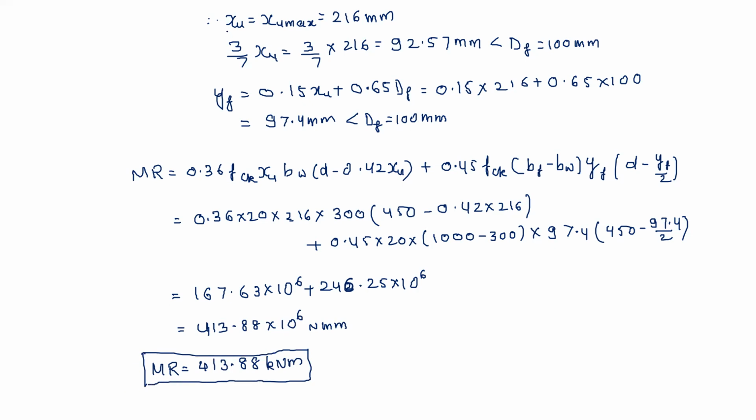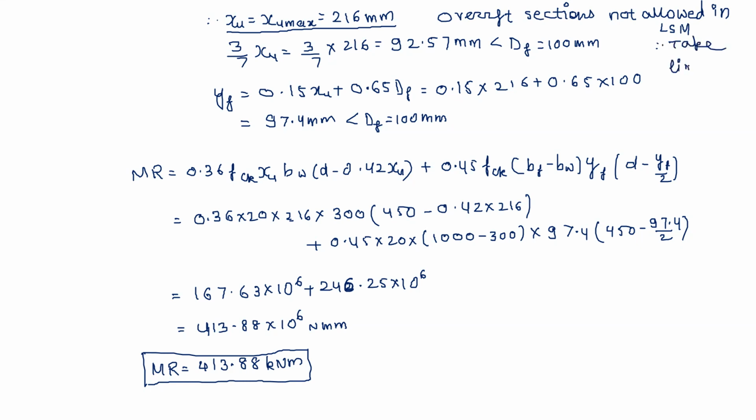Important: XU you have to compare with XU max, and over reinforced sections are not allowed in LSM, and therefore we have to use the limiting section. Therefore, take the limiting section, and we know the limiting value, that is XU max. So likewise, we have to solve the problem. So now we will stop here only. Thank you.